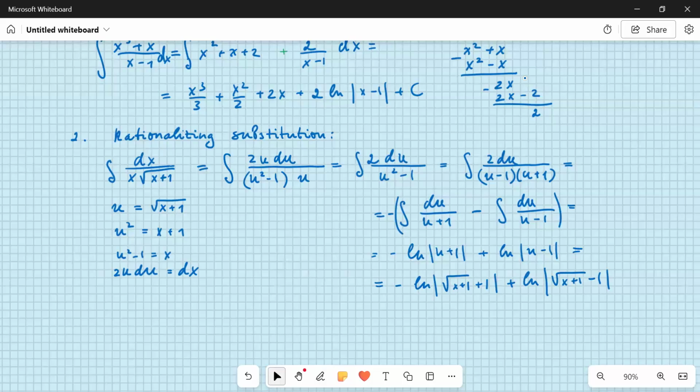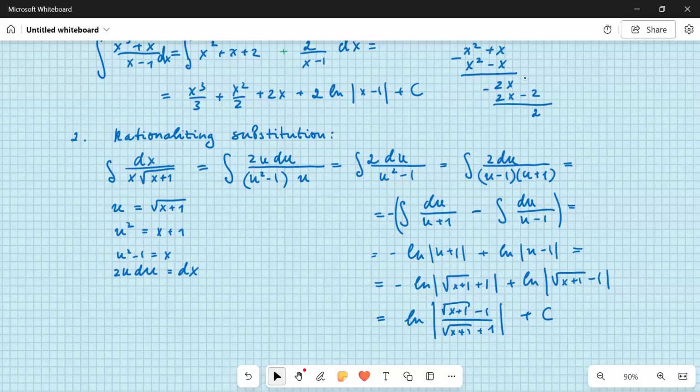Guys, I'm going to combine these two ln's together. Remember that when we have a difference of two ln's, we can combine it into a fraction. ln of absolute value of square root of x plus 1 minus 1 over square root of x plus 1 plus 1, and a constant. You can combine it or you can leave it as it is. No one actually is going to complain if something does not look the same way.